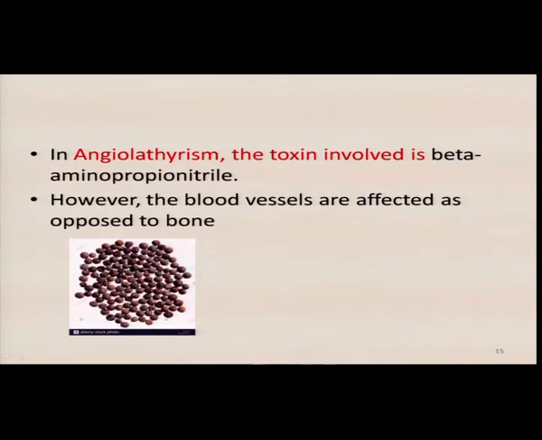In angiolathyrism, the toxin involved again is beta-aminopropionitrile. Just like in the case of osteolathyrism, the toxin is the same, but the activity is in the blood vessel, not in the bone as in the previous case.